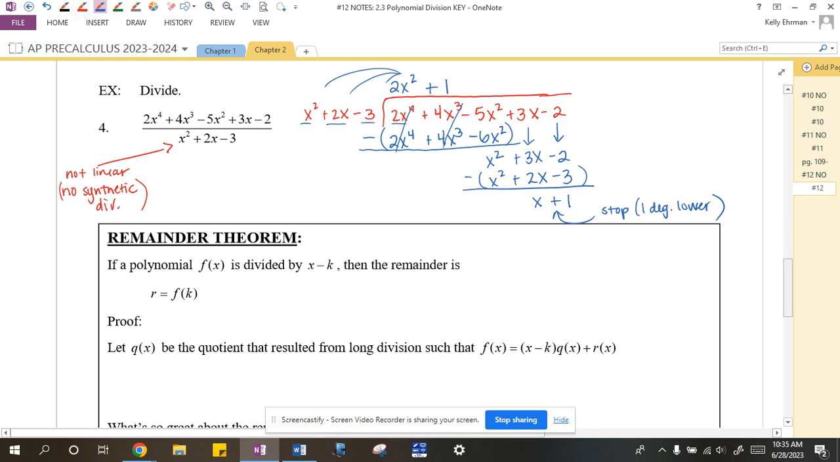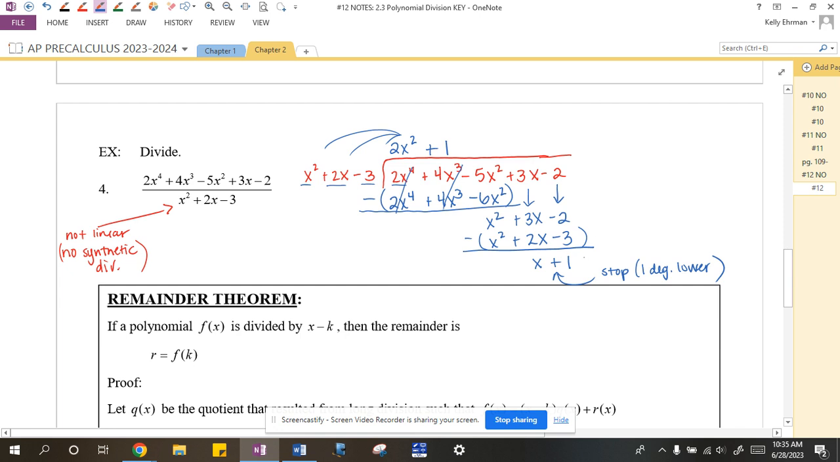So how do we write our answer here? Well, this is the remainder. And so we write the remainder. Think about if you divide like 49 divided by 12, that's 4 and 1/12. So the remainder becomes a fraction. Same thing here. We would say the quotient is 2x squared plus 1 plus x plus 1 over what I was dividing by.